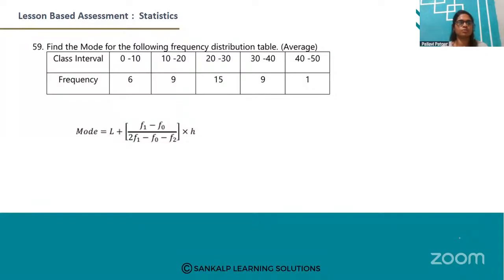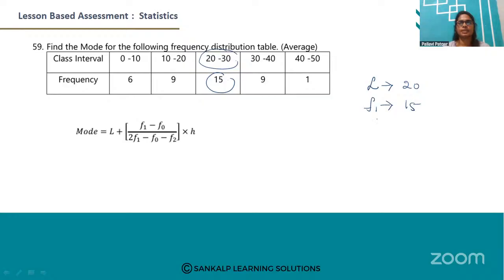Look at question number 59. Find the mode for the following frequency distribution table. Here the highest frequency is 15, which corresponds to the modal class 20 to 30. In this modal class, lower limit L is 20, F1 is 15, F0 is 9, F2 is 9, and H, the class size, is 10.